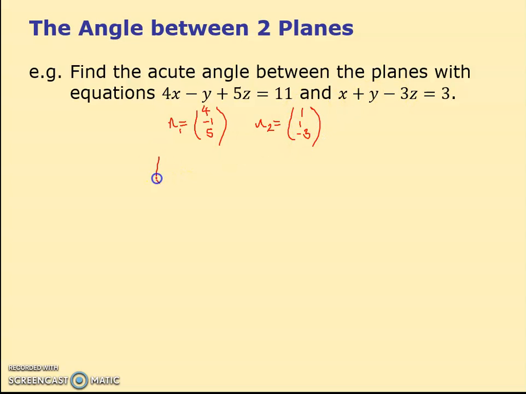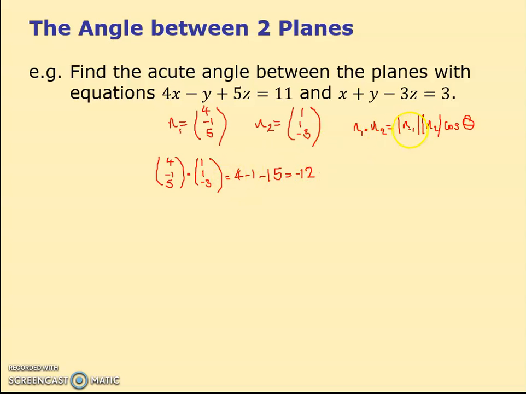I want the angle between them. Well, I just dot them. So 4, minus 1, 5 dot 1, 1, minus 3. And I suppose this is the equivalent of what we were doing before, isn't it? n1 dot n2 equals the magnitude of one times the magnitude of the other times cos of the angle in between. And this time it is the angle in between. It's cos theta. So what you need to do is obviously multiply this out. 4 ones are 4, minus 1, and 5 3s are 15, or minus 15. So what does that give me? It gives me minus 12, I think.